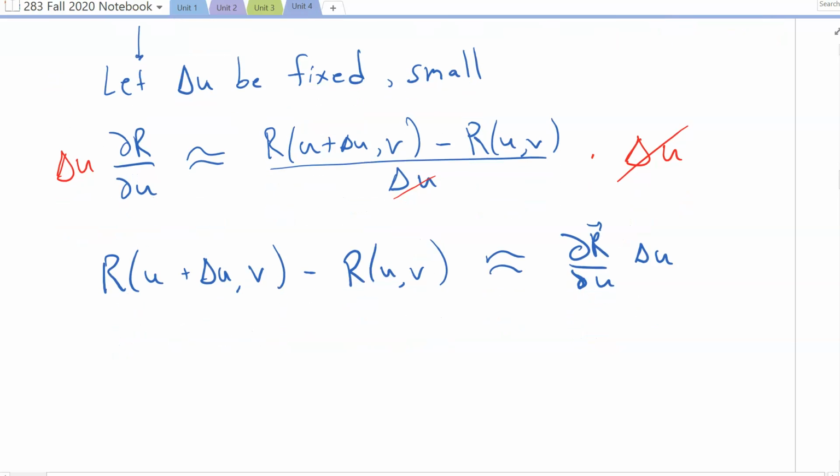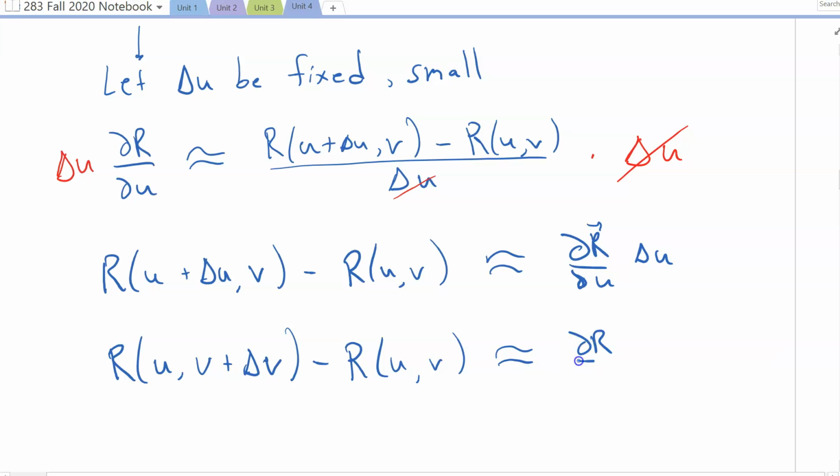Using a similar analysis that we won't do with the partial derivative with respect to v, we would have that if we fix u and let v vary, the difference of those vectors can be approximated by the partial derivative of r with respect to v times delta v.